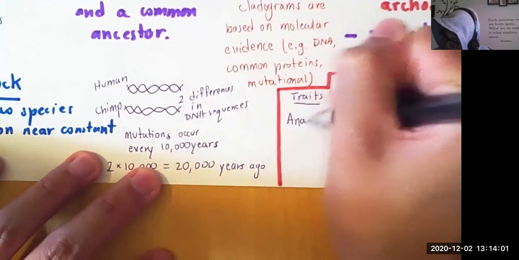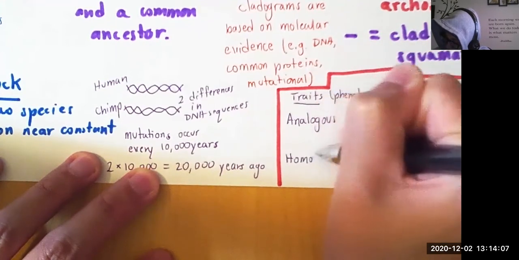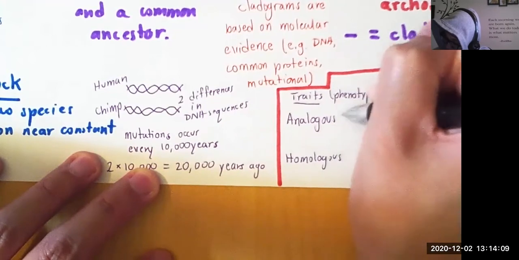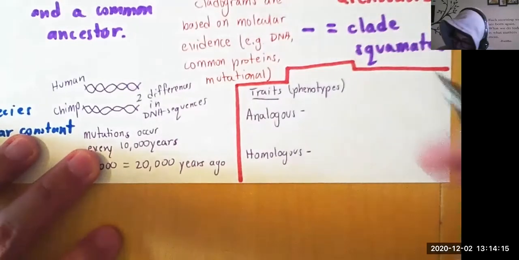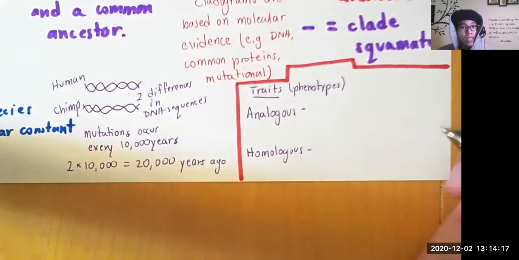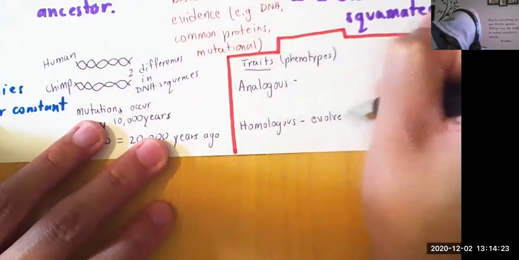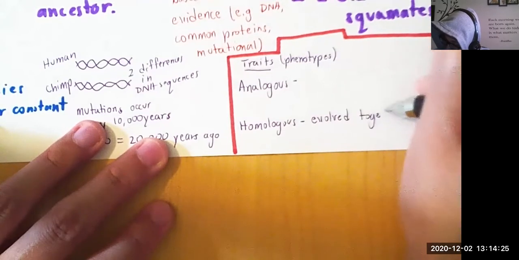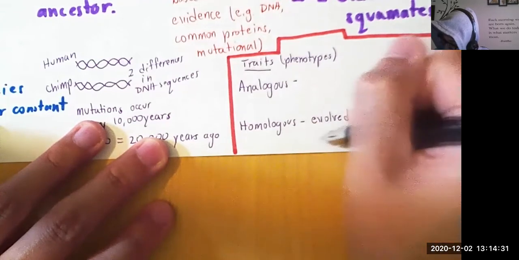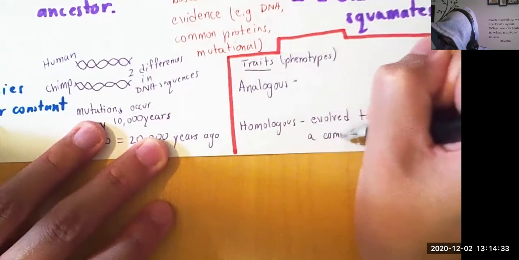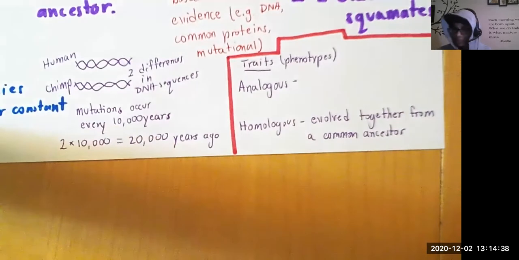We have something called an analogous trait and another thing called a homologous trait. Now, the difference here can be quite tricky, so I want you all to pay attention. Let's start with the easy one. Homologous traits evolved together from a common ancestor. Okay.